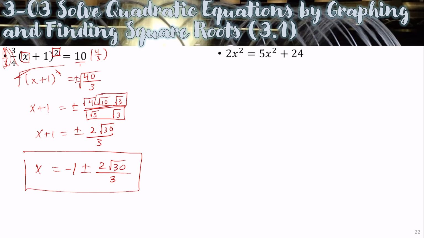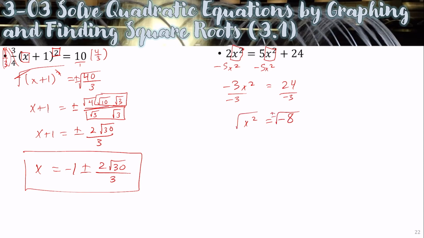Try another one. Oh, I see the x twice. Oh, but notice they're both x squared. So if I just get them together, it'll be just an x squared. So let's start by getting the like terms together. So negative 3x squared equals 24. Divide by the negative 3, so x squared is negative 8.